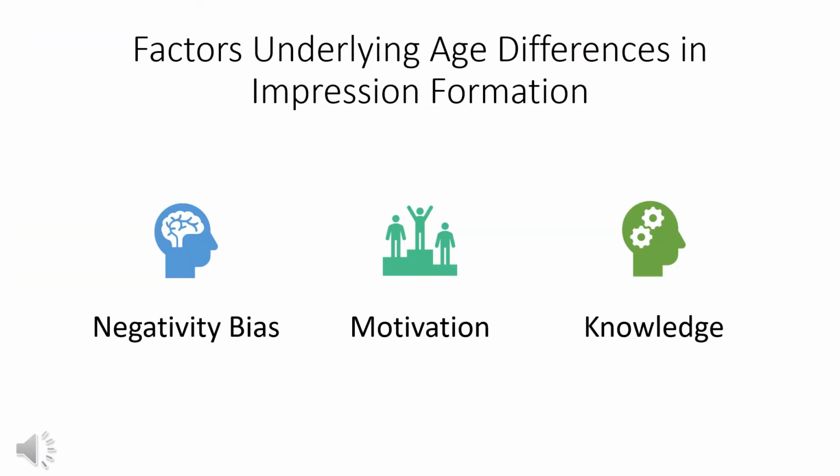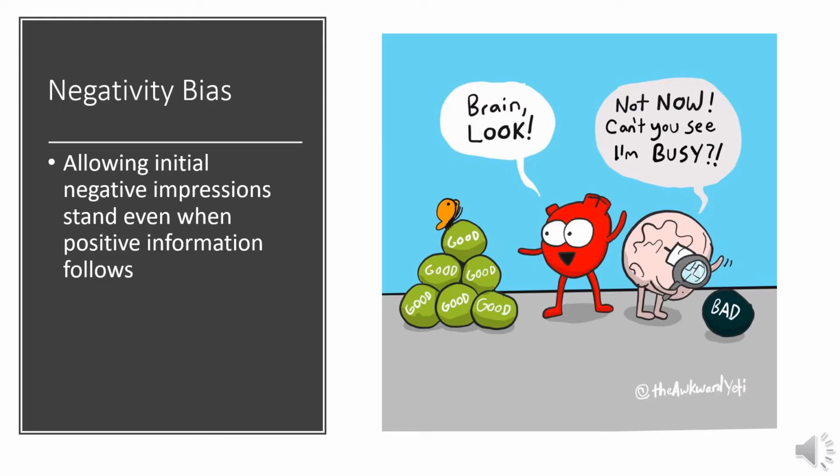What I want to talk about next is age differences in the way that impressions are formed and maintained. The three factors I'll cover that impact age differences in impression formation are negativity bias, motivation, and knowledge. Negativity bias is allowing initial negative information about a person or an organization to stand even when we later learn positive information about that person or organization.